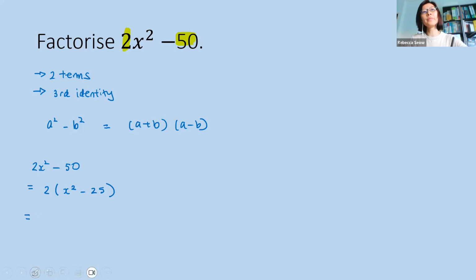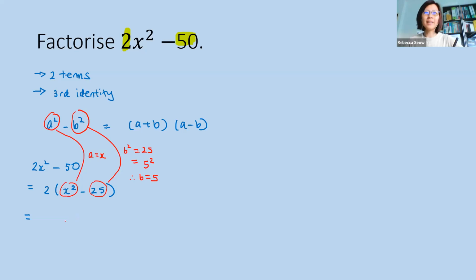So let's divide 2 from each of the terms. And there we go. Within the bracket, what I can see is x squared and 25. Just nice, both are square numbers. In comparison, if a squared is equal to x squared, therefore a is x. If b squared is equal to 25, 25 can be rewritten as 5 squared, therefore b is equal to 5. Now that we have the values of a and b, we could write them down in the factorized form. Within the first bracket, a plus b, I'll write it as x plus 5. And the second bracket, a minus b, will be x minus 5. So this is the factorized form.